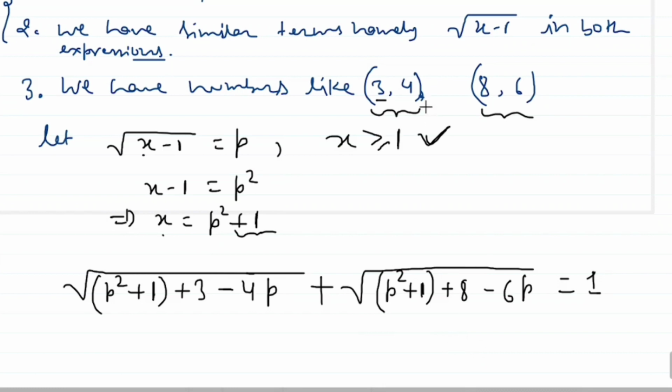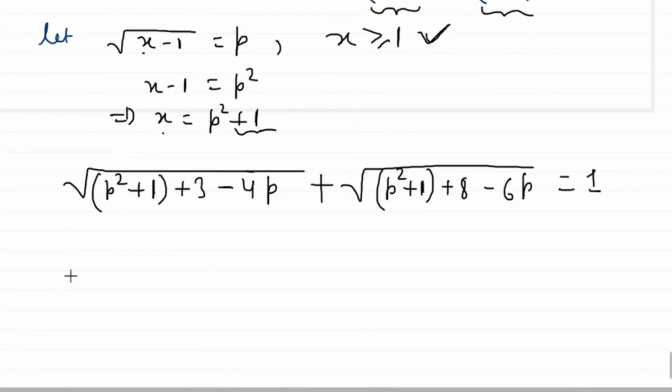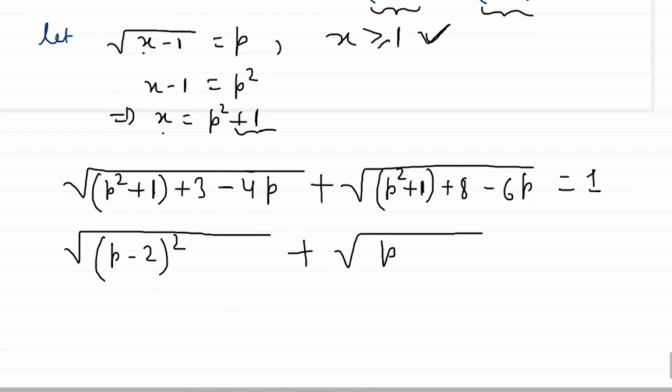Now what is role of this 4? If I consider this 4, then we will get a perfect square number here. Similarly, here 8 plus 1 is 9 and 6. We know that 3 plus 3 combination will give a perfect square number inside this root. Further, we can write simply this as p minus 2 whole square. Similarly, in this case, we will get p minus 3, which is equal to 1.